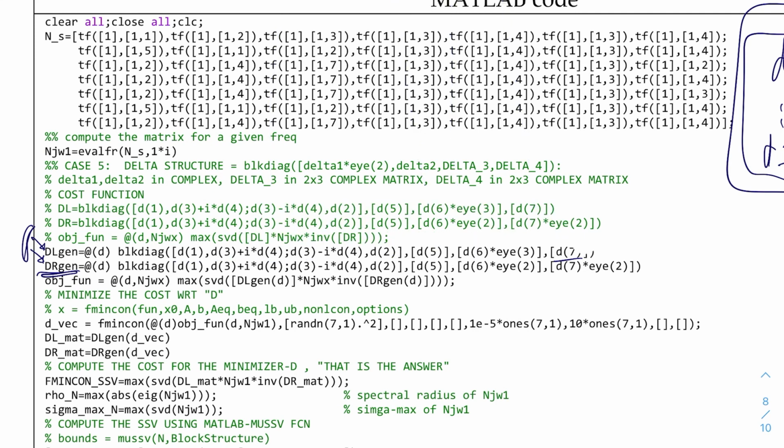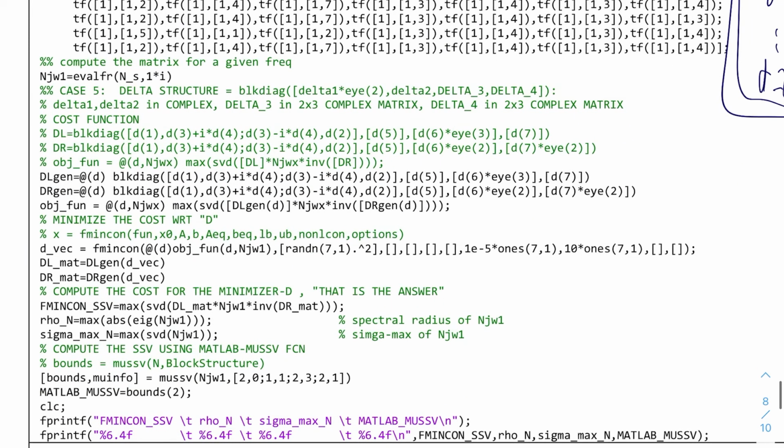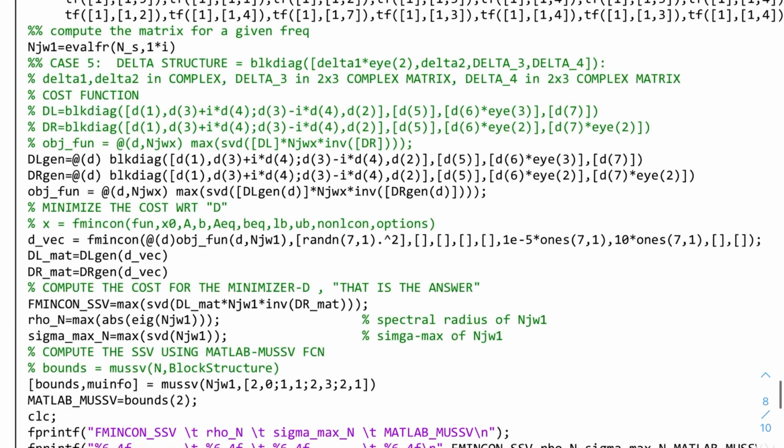Okay, so let me delete all this to have some space. Okay, again, as in the previous case, we have an objective function, and this is like DL and DR, right? Just give me D1 dot dot dot D7, because I parameterized our DL and DR matrices, and I will give you the DL and DR matrices, and then you can just compute the cost, right?